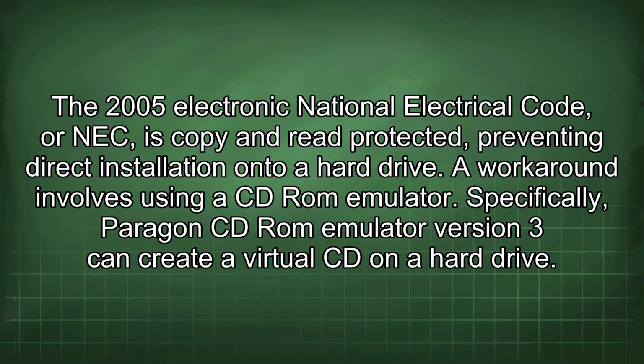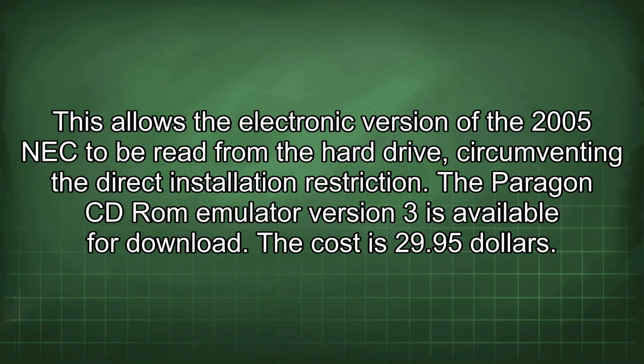The 2005 Electronic National Electrical Code, or NEC, is copy and read protected, preventing direct installation onto a hard drive. A workaround involves using a CD-ROM emulator. Specifically, Paragon CD-ROM Emulator version 3 can create a virtual CD on a hard drive. This allows the electronic version of the 2005 NEC to be read from the hard drive, circumventing the direct installation restriction.